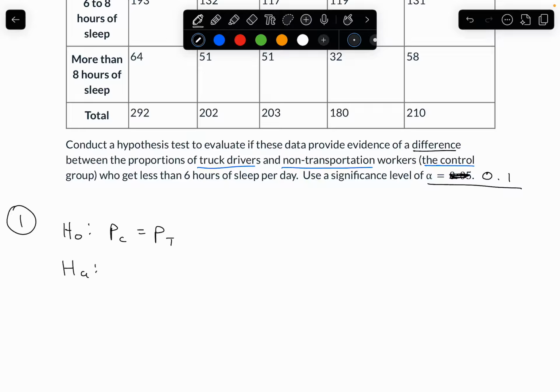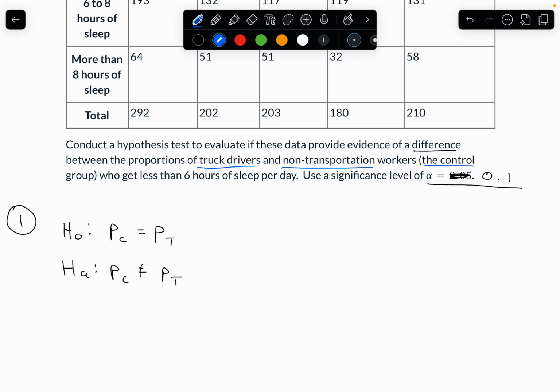So we'll go ahead and keep going. For our alternative hypothesis, we wanted to test if there was a difference between the two groups, which means it's not a left-tail test, it's not a right-tail test, it's a two-tail test. So my alternative hypothesis will be P sub C is not equal to P sub T. So I've got my null hypothesis and my alternative hypothesis.